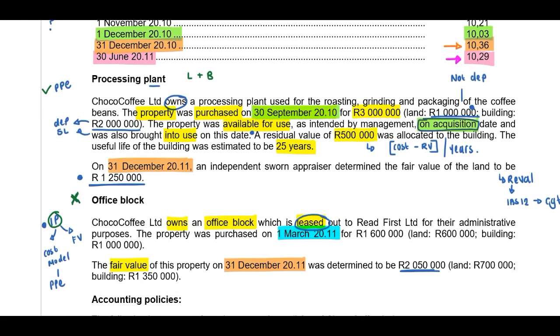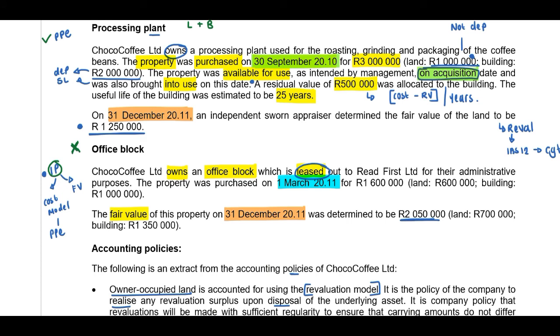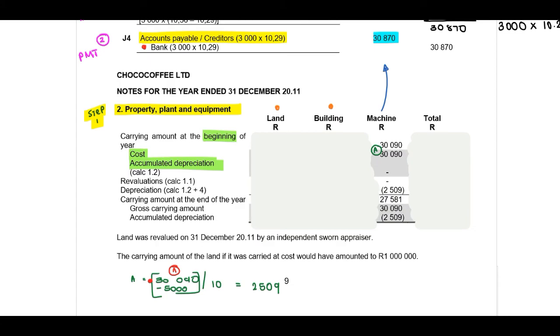Right. Now, we know the processing plant consists of our land and buildings. I am first going to look at my land. The land had a value of 1 million. They purchased the land on 30 September 2010, which is our prior year. Therefore, in my note, in terms of my opening balance, I will have to include the value of my land. The value of our land will be the 1 million from our prior year.